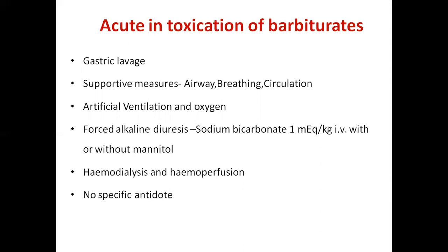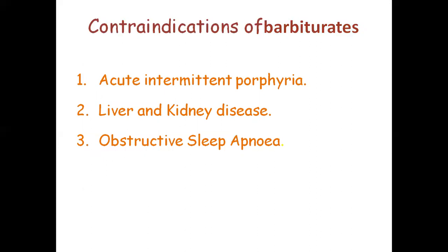Supportive measures always come first. That is, we have to ensure airway, breathing, and circulation. Then oxygen, of course, and artificial ventilation if required. Then we have to give gastric lavage. As we know, this drug is an acidic drug, so forced alkaline diuresis can be done with the help of sodium bicarbonate, 1 milliequivalent per kg IV, with or without mannitol. Hemodialysis and hemoperfusion can also be done. This particular group of drugs doesn't have any specific antidote. It's mainly through supportive care that we have to manage barbiturate poisoning.